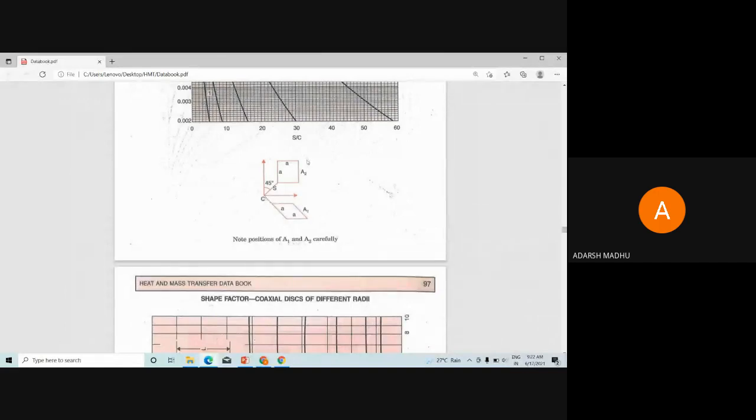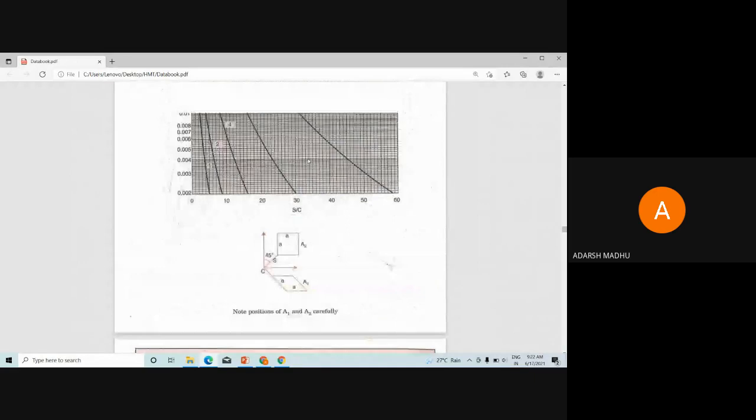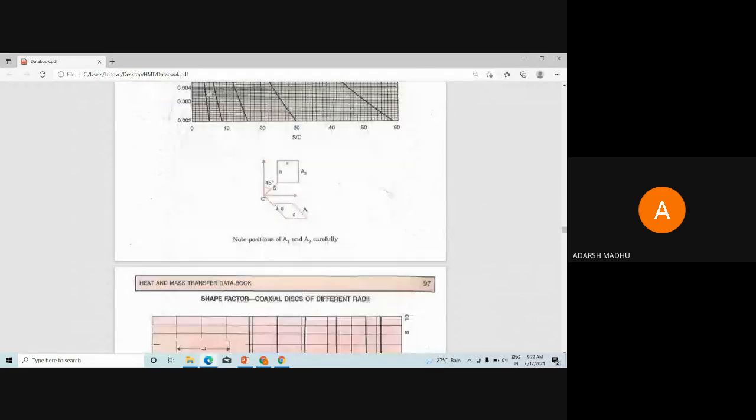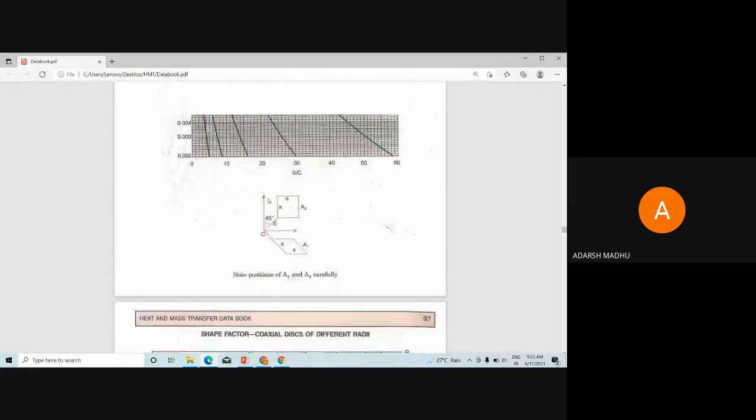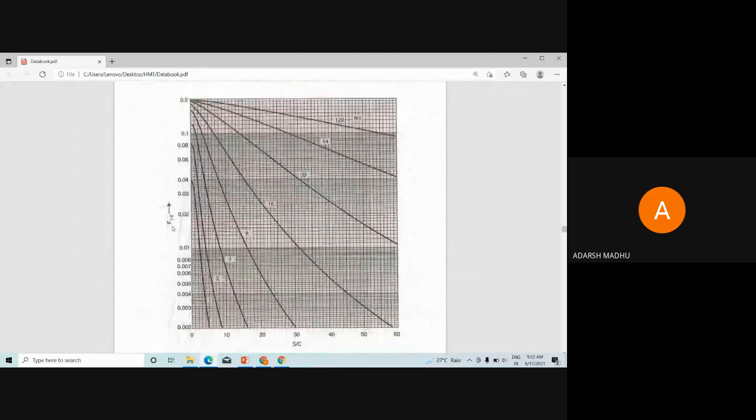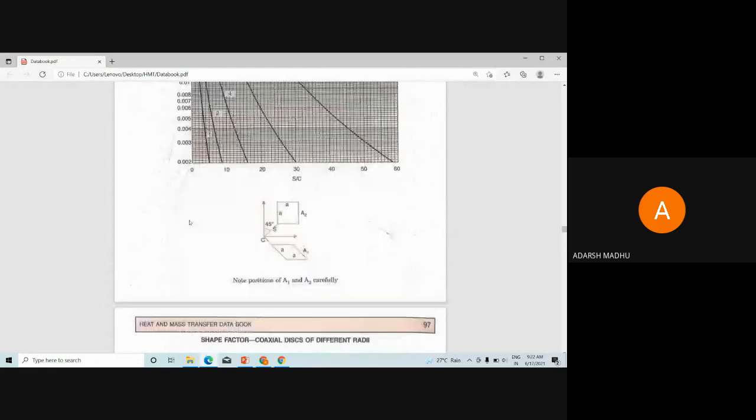S by C and A by C. The graph is A by C. A is the square side, and C is the distance from the particular point to the plane A1. Plot a particular point with S by C and A by C, and on the left side you will get F12. Like that, take your data book and find several problems and several figures that are there in your data book.